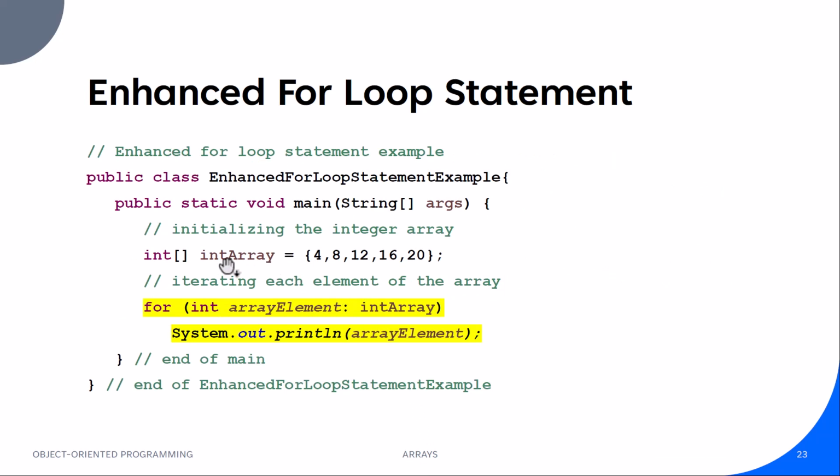And here's an example for an enhanced loop statement. We have an integer array that we initialize, and then we are iterating each element of the array. Now in enhanced for loop statements, we are specifying a local variable such as an array element, and then using this local variable we are going to iterate the elements of the integer array, and simply we are printing out the values of this integer array.